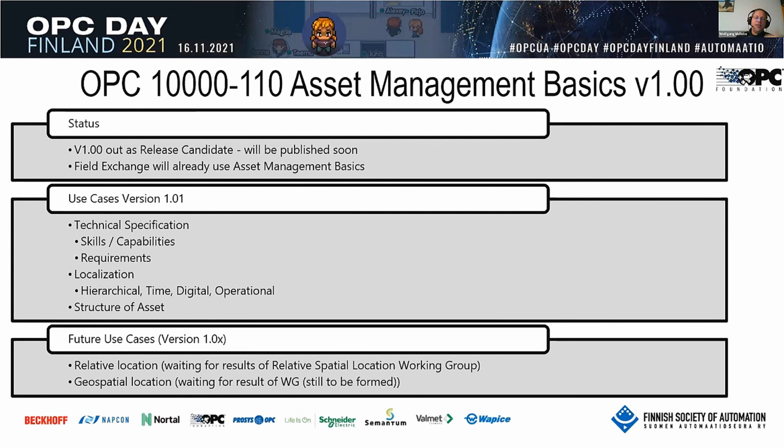We have a few more use cases we're still working on. Originally, we wanted to solve all of them before we release version 1.0. Now we will have a version 1.01 very soon coming afterwards. For the technical specification, we also provide skills, capabilities, and requirements like, oh, this machine needs a power supply of whatever. We're talking about localization. There are different localizations: hierarchical localization, time zones, digital localization, operational localization, and finally, the structure of an asset.